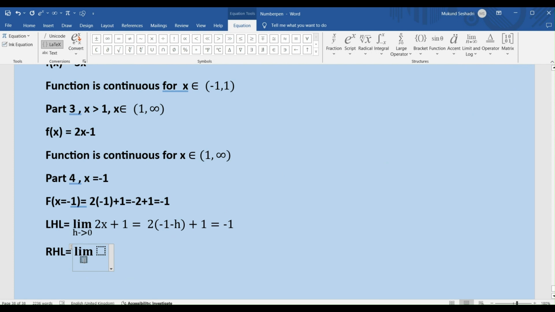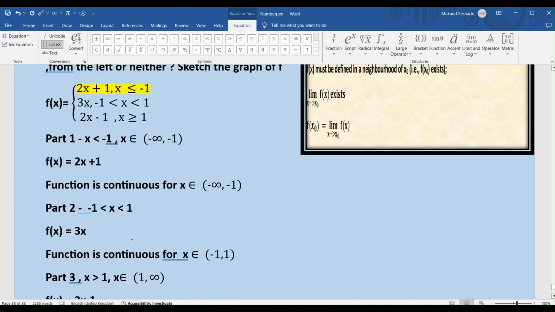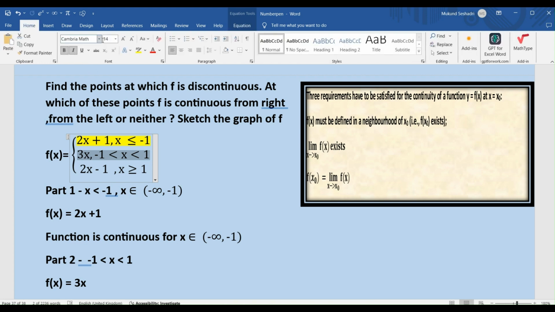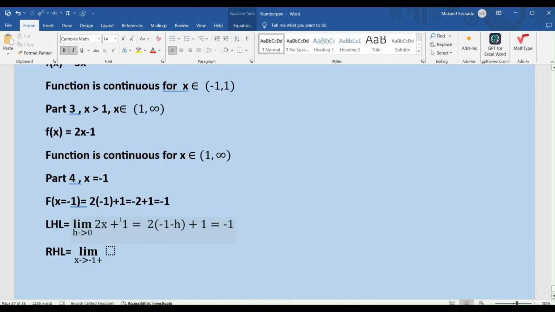What is our RHL? Our RHL is our right hand limit. So when we approach minus 1 from the right hand side, that means x is greater than minus 1, right? So it takes the value 3x. So I will have to evaluate the limit at x tending to minus 1, but from the right hand side, right? So this time I will have to substitute it as minus 1 plus h, which takes a value minus 3.